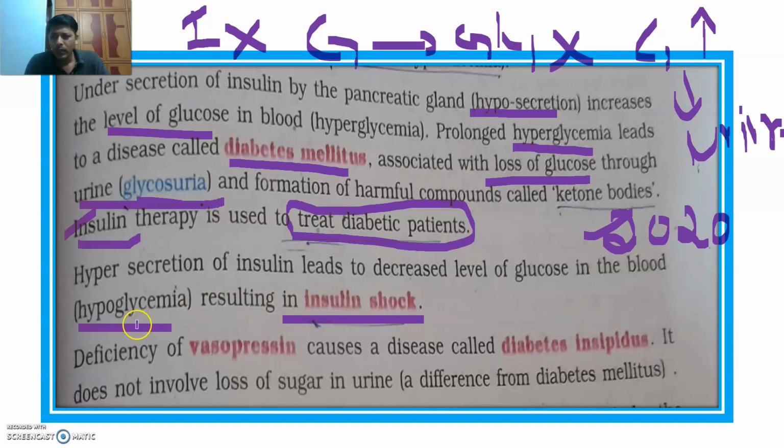That leads to hypoglycemia, and that results in insulin shock. This is diabetes insipidus, which is different. Deficiency of vasopressin, the ADH hormone, causes diabetes insipidus. It does not involve loss of sugar in the urine. It is different from diabetes mellitus.